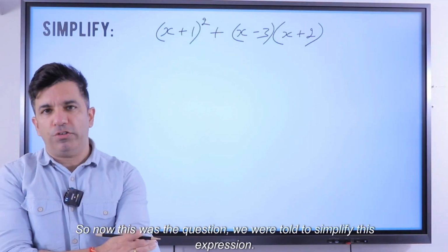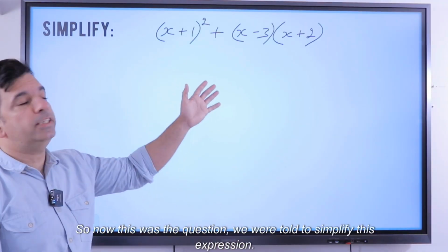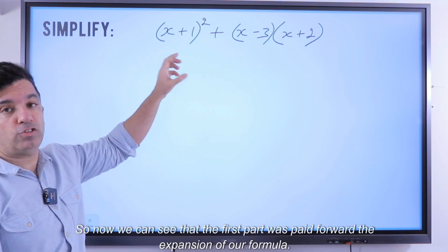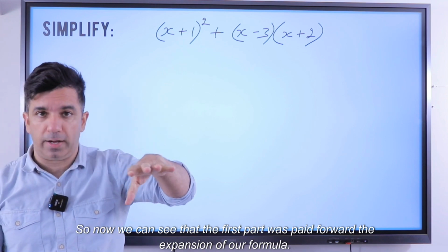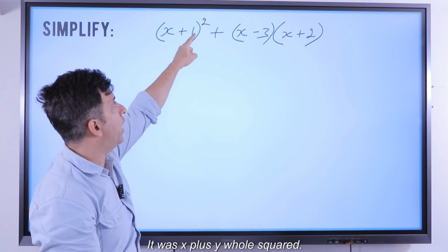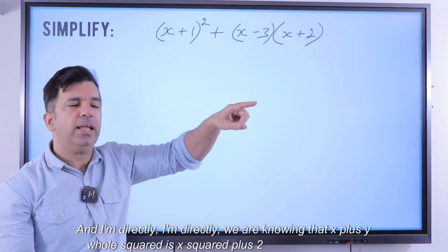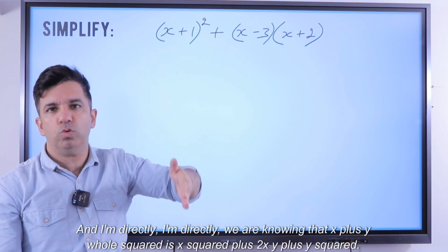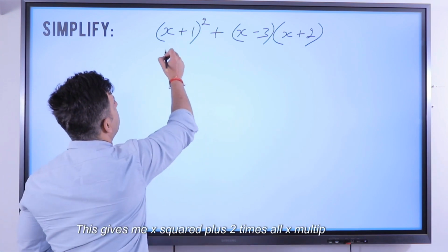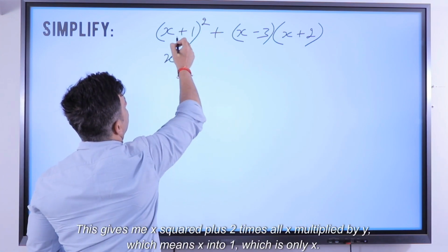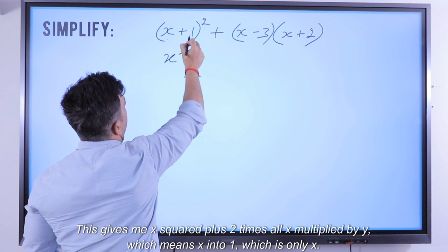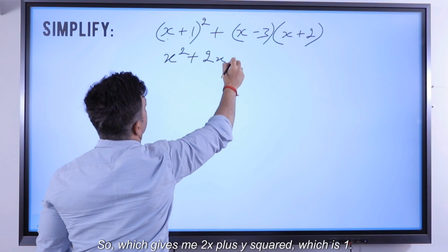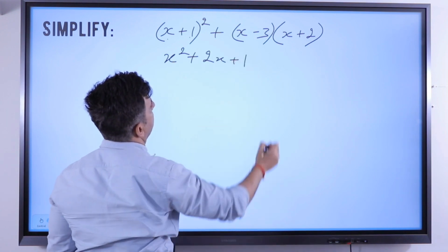So now this was the question. We were told to simplify this expression. The first part was straightforward, the expansion of our formula. It was (x plus y) whole square, and we know that (x plus y) whole square is x square plus 2xy plus y square. This gives me x square plus 2 times x multiplied by y, which is only x, so 2x, plus y square, which is 1.